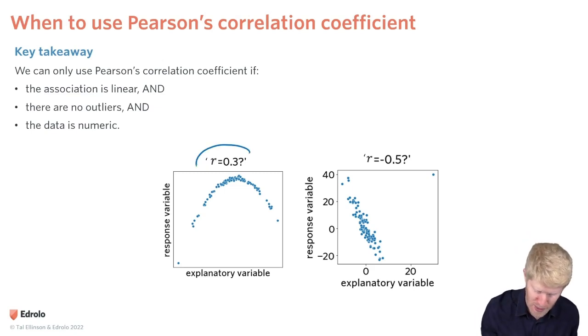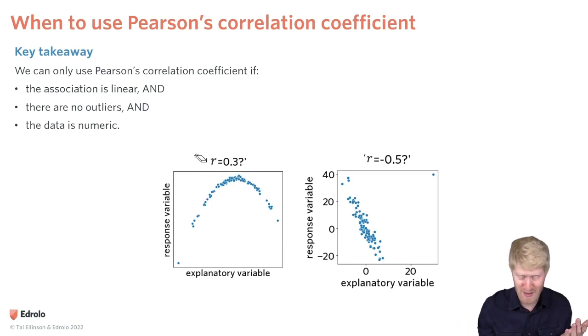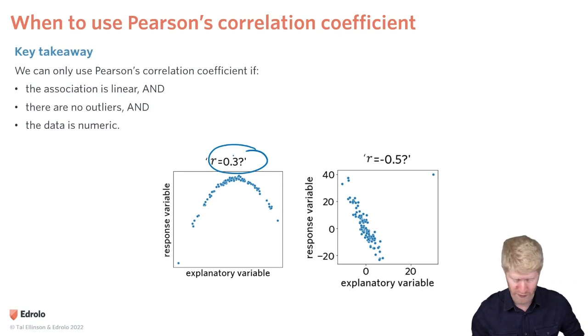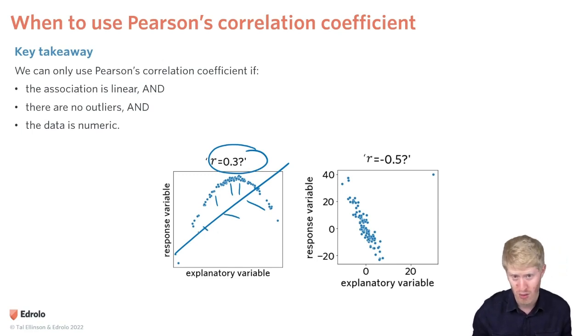But if you try and calculate Pearson's correlation coefficient, you're just going to get 0.3. And this data doesn't look like a strength of 0.3. That looks like really strongly associated data. So what am I trying to say? We can't use Pearson's correlation coefficient for nonlinear data because it assumes the data is linear. It's trying to fit a line like this, and those data points are really far away from the line. So that's why we get a really small R value.